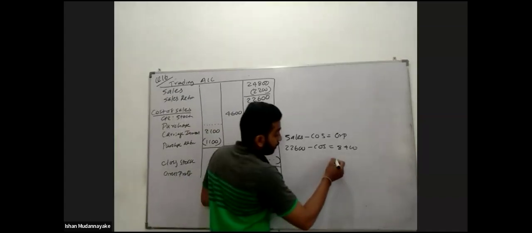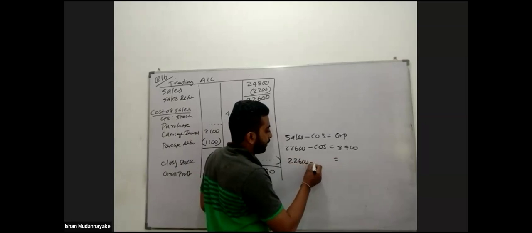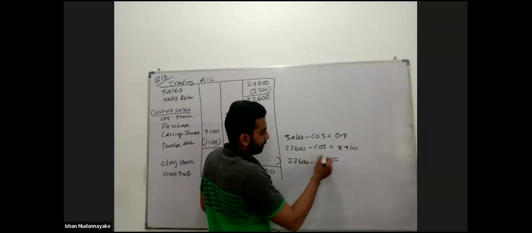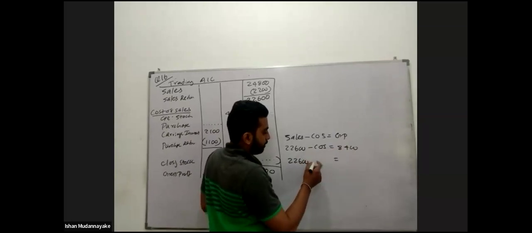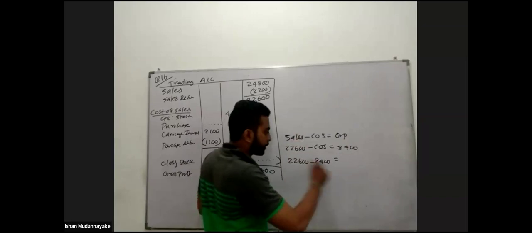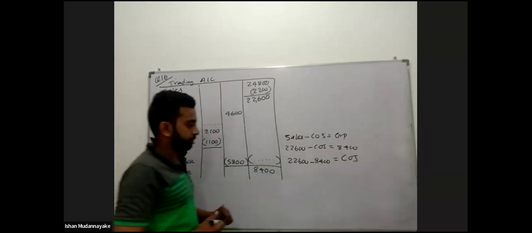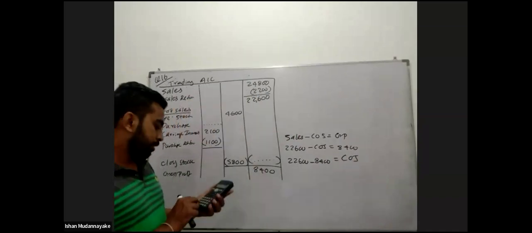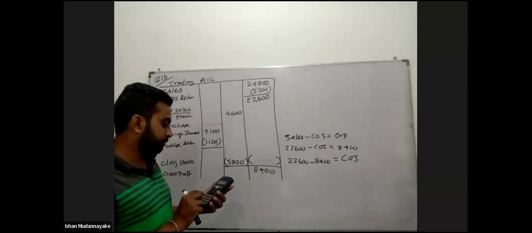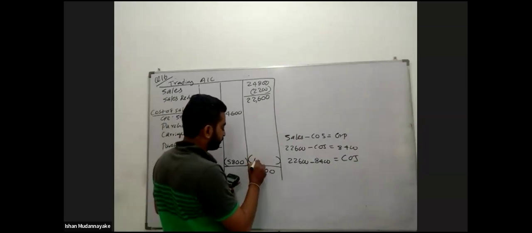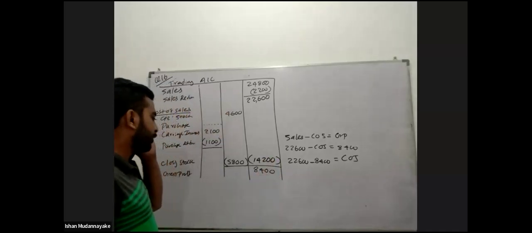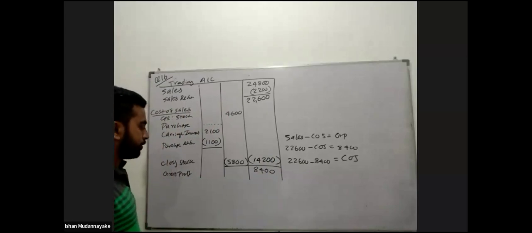And then here, 22,600 sales. If you transfer cost of sales to the other side and gross profit to this side, then sales minus gross profit gives the cost of sales. How much? 22,600 minus 8,400 is 14,200 cost of sales.